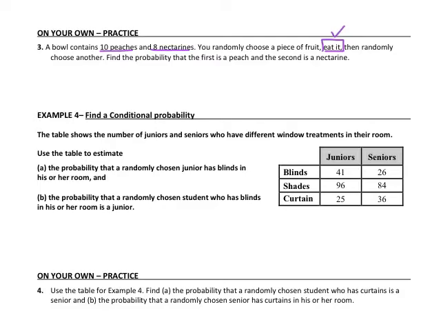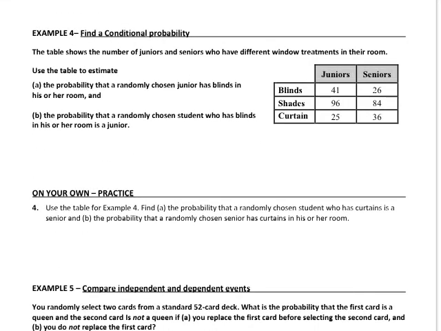We are going to take a look at example 4, find a conditional probability. What does it mean to be conditional? Well, conditional just means that you meet a condition. So you're looking for which condition I have to meet in order to calculate this probability, or which condition this item has to meet in order for me to calculate it correctly.